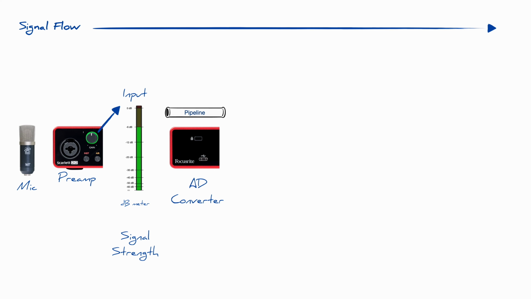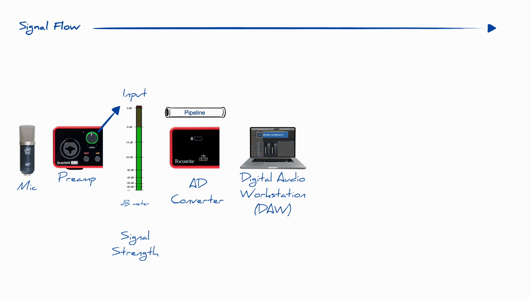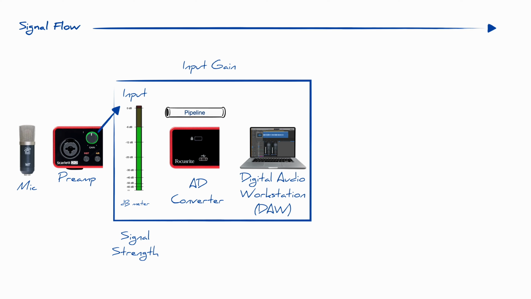So we use the gain on our preamp to push that signal strength at the right level through that pipeline, and that eventually gets to our digital audio workstation through the USB or Thunderbolt cable from our audio interface. It gets to our DAW, our recording software, and then we see that as the strength of the level that gets captured by our software. I want to just take a second here to highlight this section of your signal flow. This is the input gain section of the entire signal flow. There's more to the signal flow, but I want to draw your attention to this section because when you use normalization, it's actually affecting this section of the signal flow.